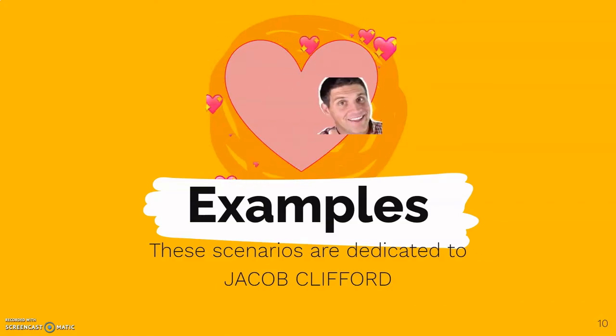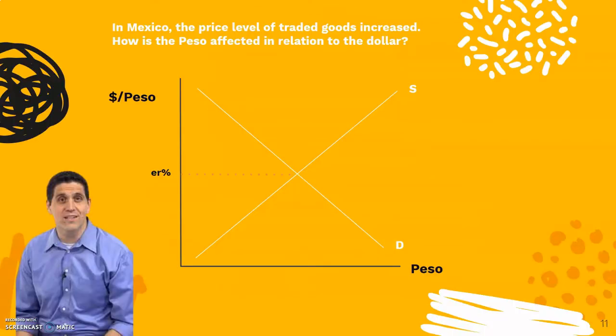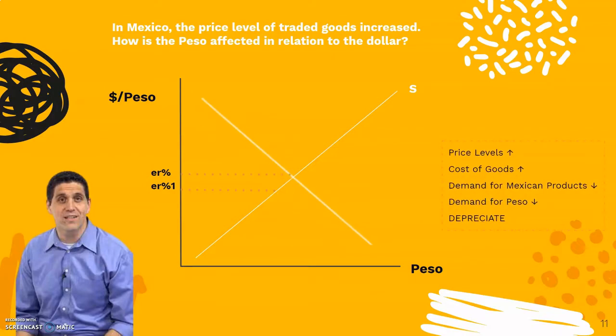In example 1, we are given that the price level of traded goods has increased in Mexico and are asked how the peso will be affected in relation to the dollar due to this increase in price. As depicted by the graph, the demand for the peso will decrease due to the decrease in demand for Mexican products. This decrease in demand is caused by the increased price level in these products, which will make countries less likely to purchase these products as they can get them cheaper elsewhere. This decreased demand for the peso will cause the exchange rate to decrease and therefore will depreciate the value of the peso.